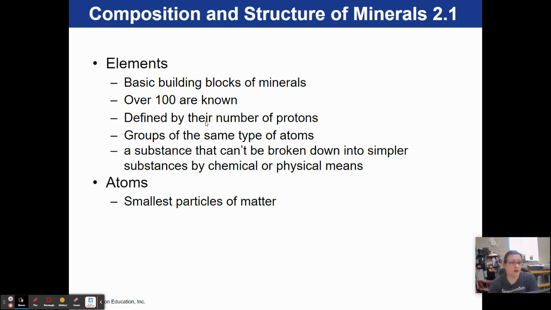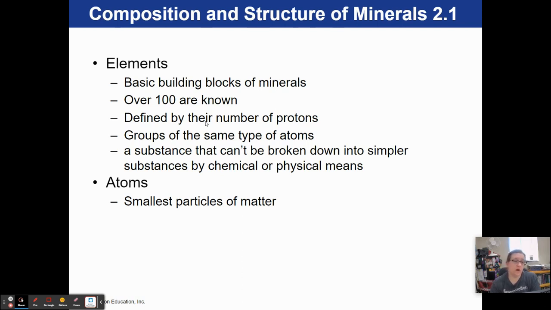So elements are the basic building blocks of minerals. That's why we have to start with a matter review. We need to look at what the elements are that make up the minerals, that make up the rocks. There are over 100 known elements. They're defined by their number of protons. They are grouped if they have the same type of atoms. And it's a substance that can't be broken down into simpler substances by chemical or physical means.